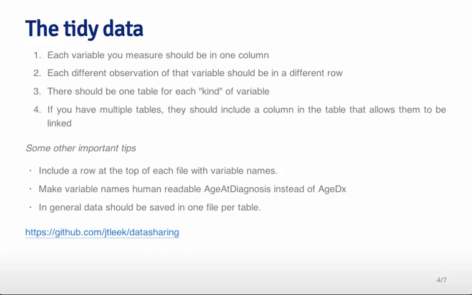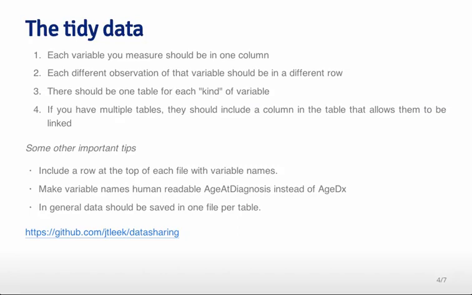So, for example, if you collect data from Twitter and Facebook and so forth, you might have one table for each of those. If you have multiple tables, you should definitely make sure, if you're trying to match them up, that they include a column in the table that allows them to be linked together. So this is often an ID, and we'll talk a little bit about merging data sets later in the class.